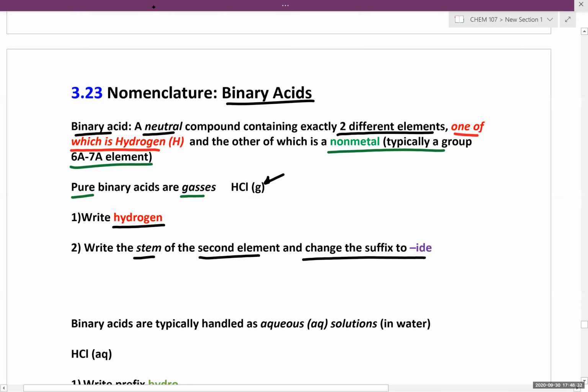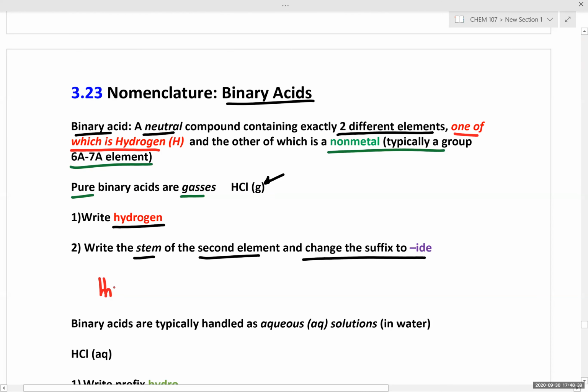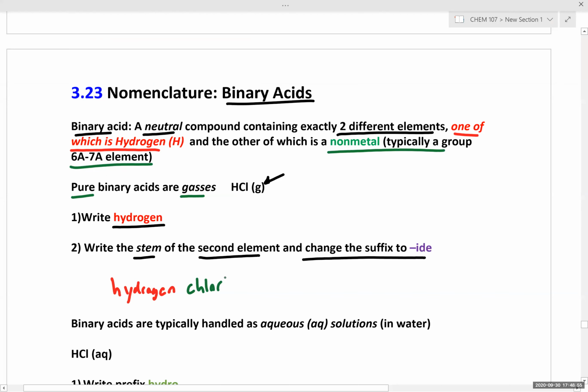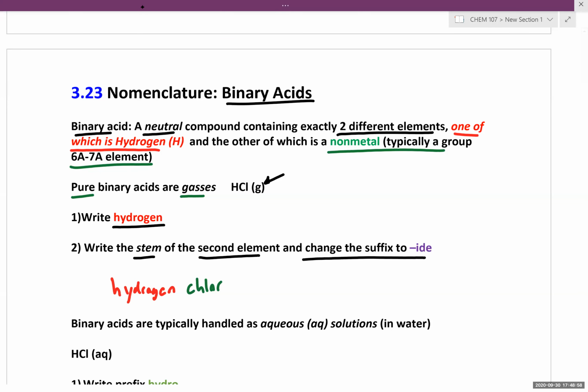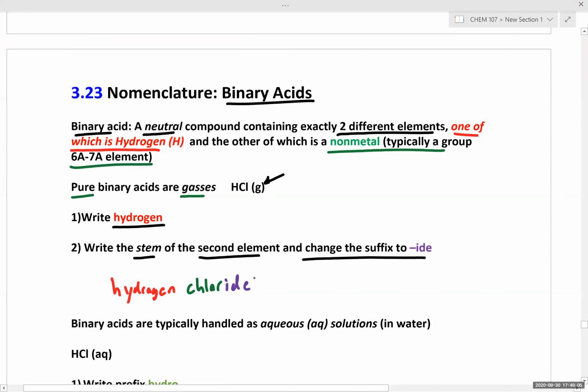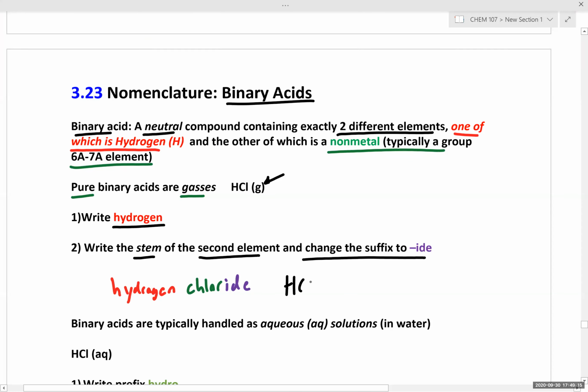So if we're naming HCl gas, for example, we'd write our prefix of hydrogen. And then we take the stem of our non-metal, which is chlor, and then we change the ending to IDE. So this would be hydrogen chloride, which is describing HCl in the gas phase, okay?